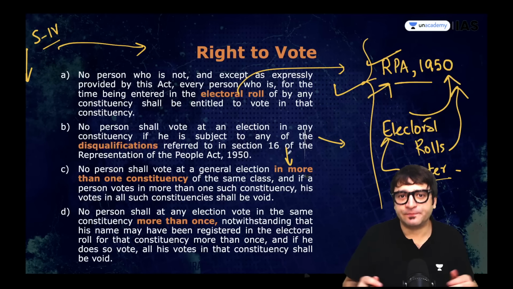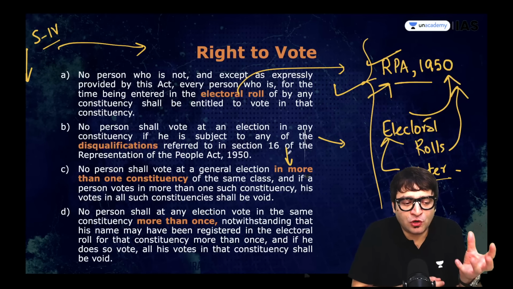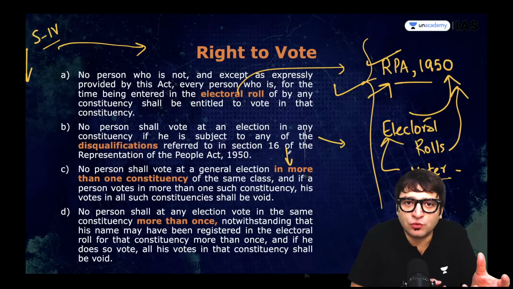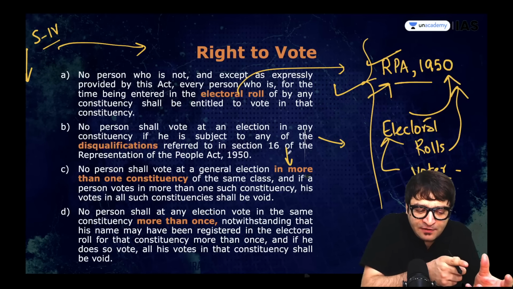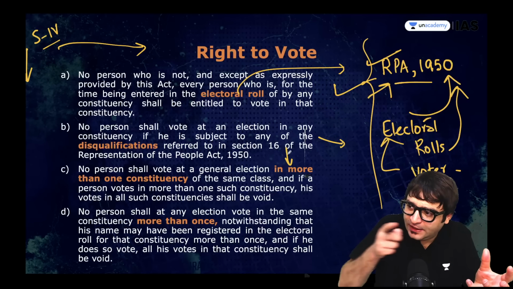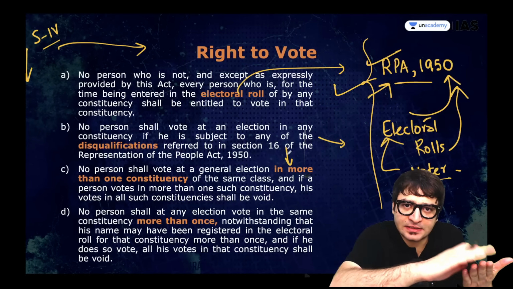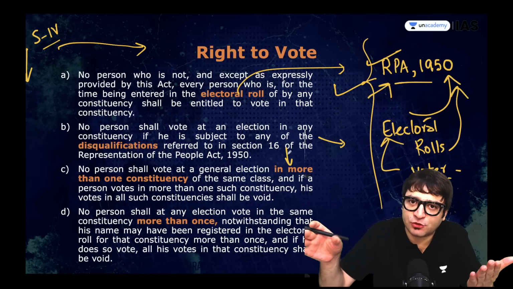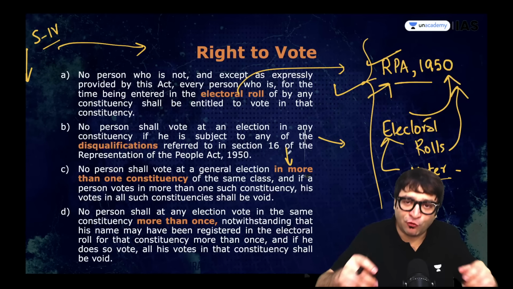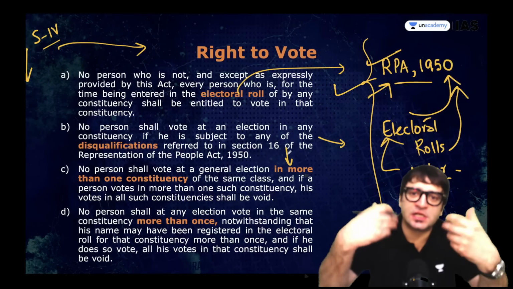Now imagine, I have the right to vote in this constituency, in this polling booth. What if I am voting in this constituency as well as in two other constituencies? Will my vote in my constituency be valid and in other constituencies be invalid? No, my vote in all these constituencies will be invalid.